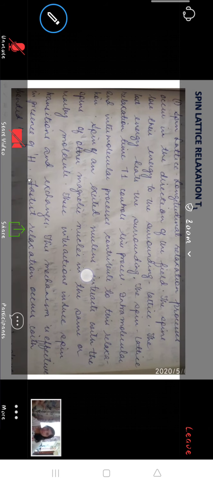So if one nucleus is losing its energy and heating the environment, the other nuclei in the environment are gaining some energy, उनका भी motion बढ़ रहा है. This can be intramolecular relaxation, this can be intermolecular relaxation. Like I said, it can be atoms in that same molecule, intramolecular. It can be atoms in another molecule, which is intermolecular. So the spin of an excited nucleus interacts with the spins of other magnetic nuclei in the same or nearby molecules. These interactions are what is going to help in transitions.